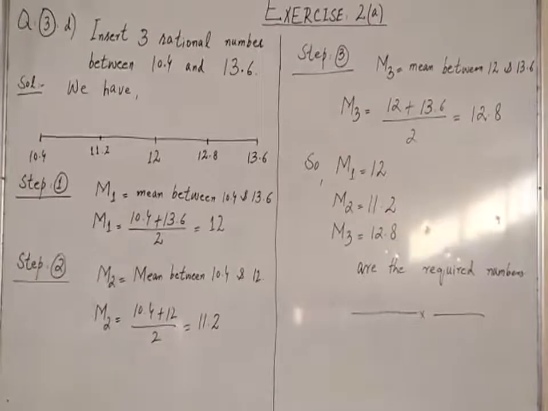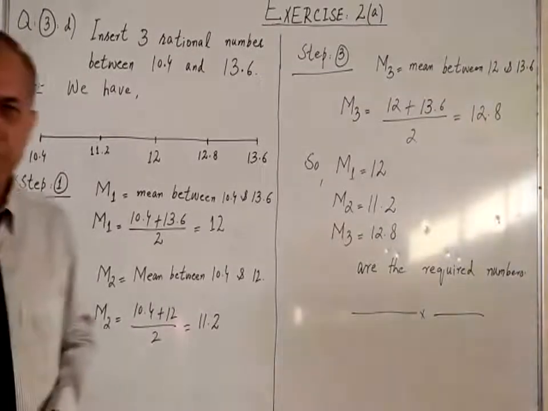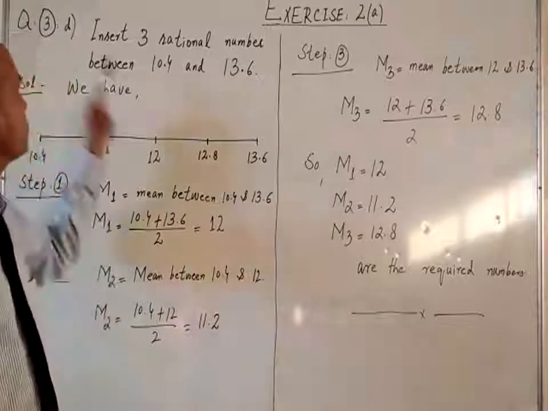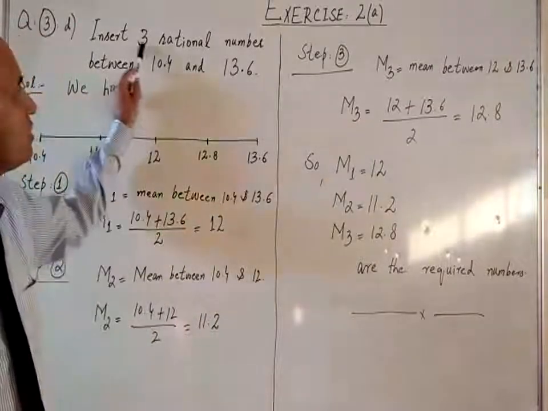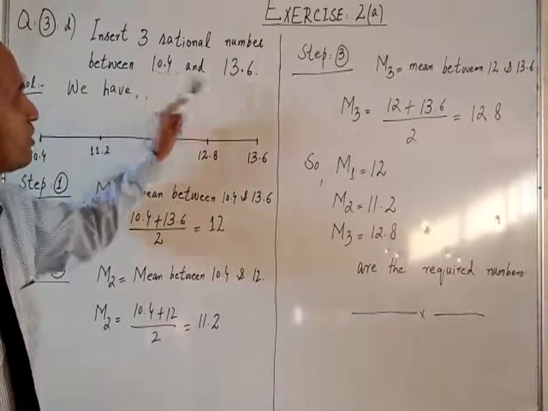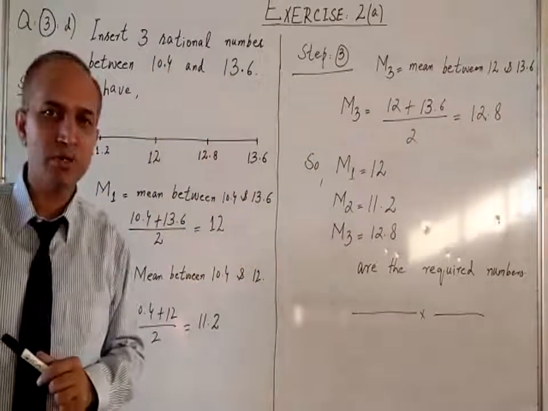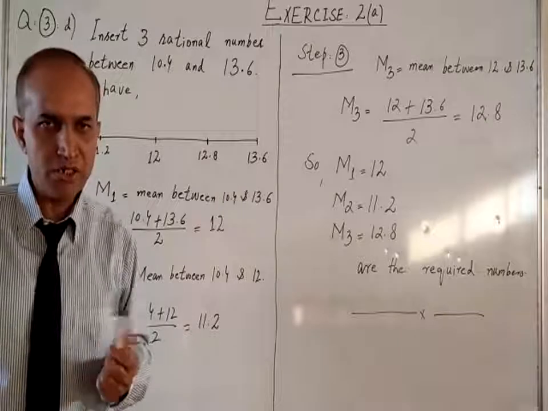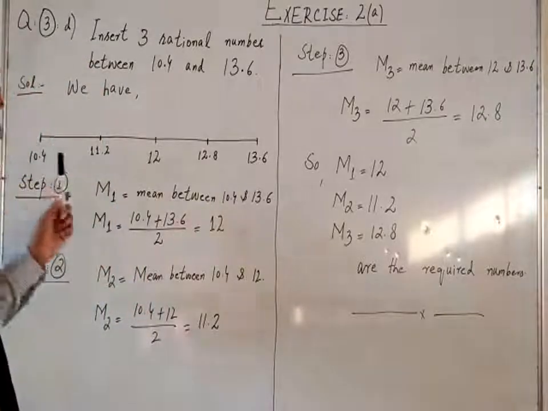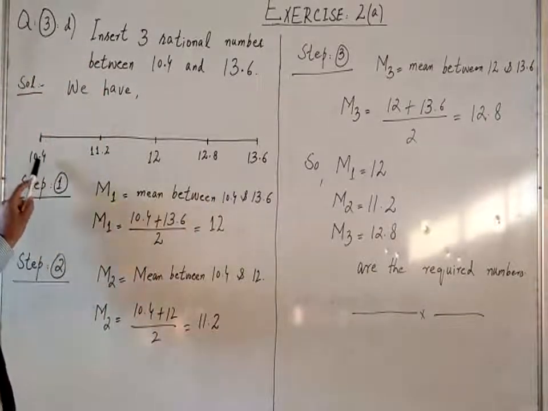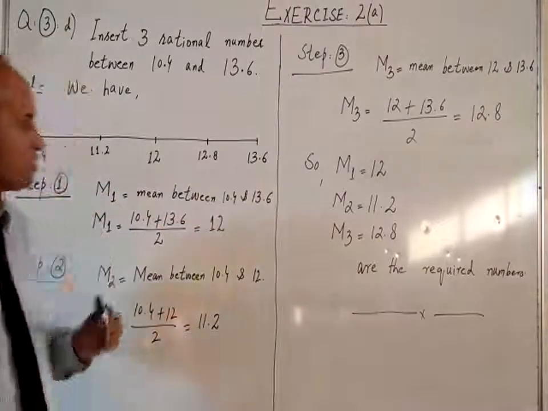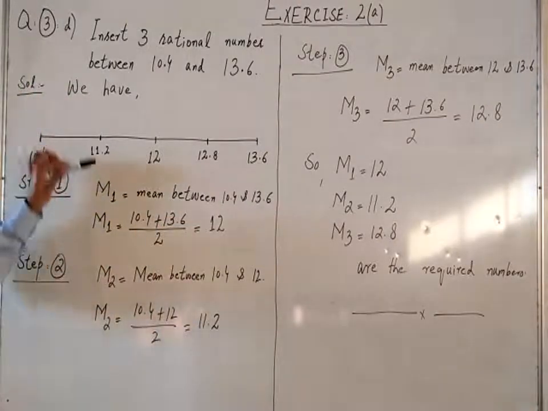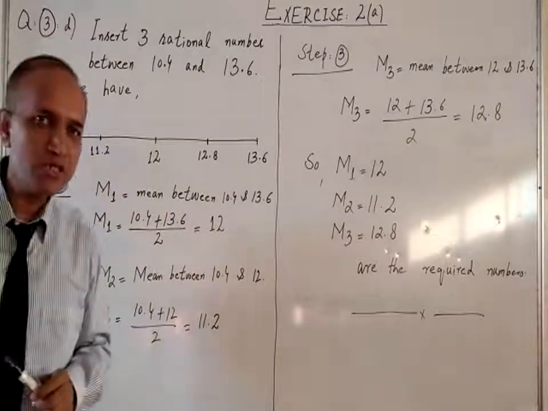Dear students, in question number 3, part D, we are to find three rational numbers between 10.4 and 13.6. Let's start. First, we draw a real line between 10.4 and 13.6. We solve this question in three steps.